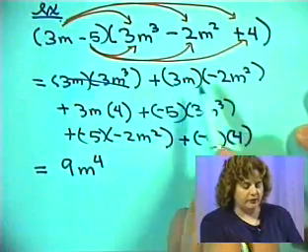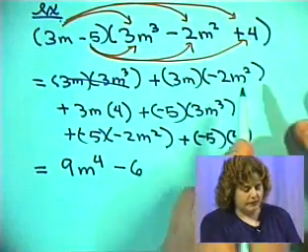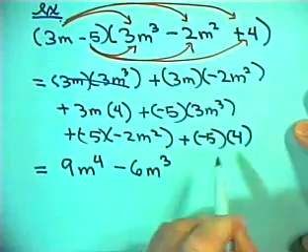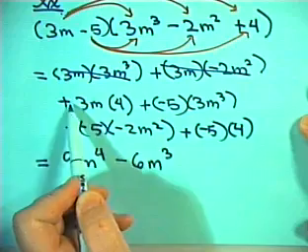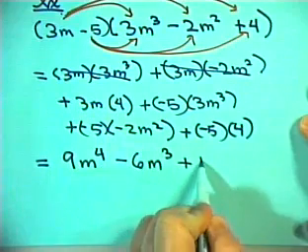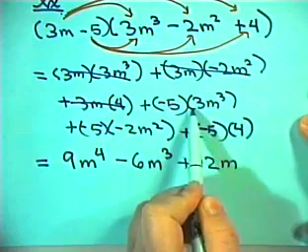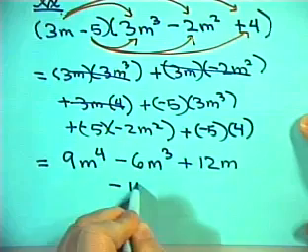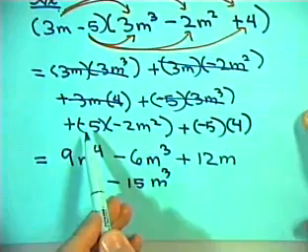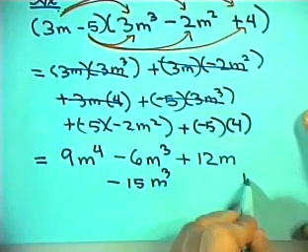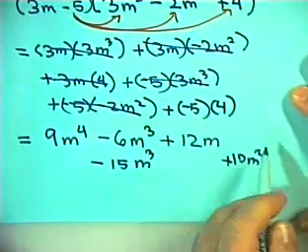The next, we'll have a 3 times a negative 2, which gets us a negative 6, and we'll have m cubed. And cross it off. Moving right along, we'll have plus a 3 times 4 is 12m, a negative 15m cubed, positive 10, since we have a negative times a negative, m squared, and finally minus 20.